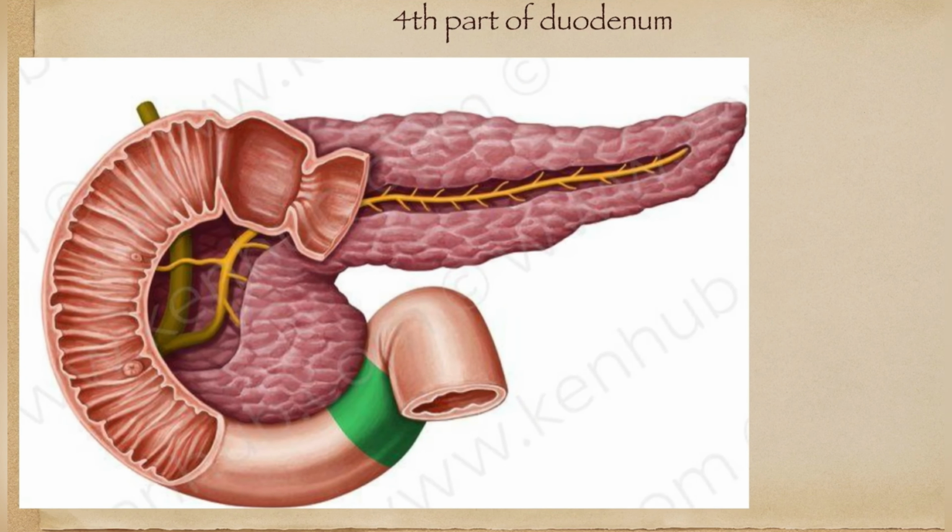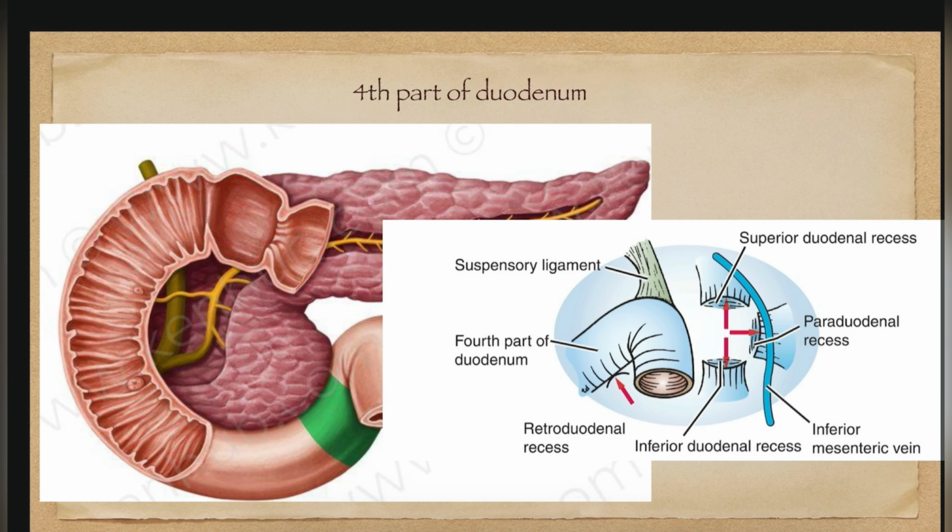Fourth part of the duodenum. Here is the fourth part of the duodenum, which runs to the left to connect with the jejunum at the duodenojejunal flexure. Here is the duodenojejunal flexure.